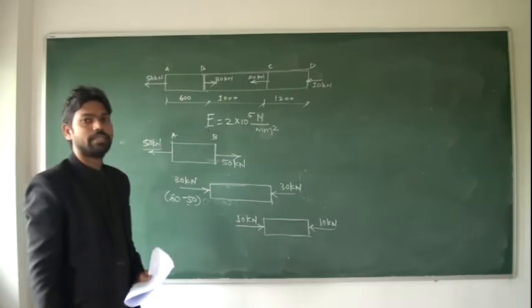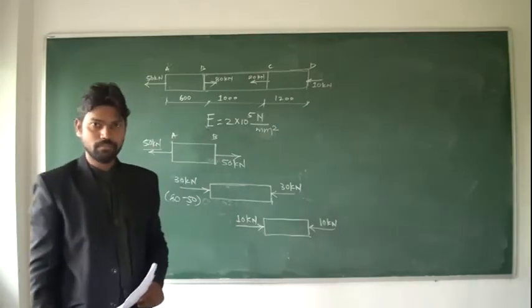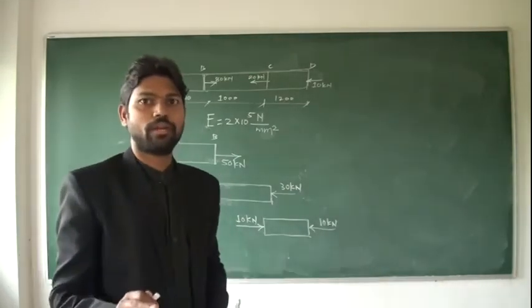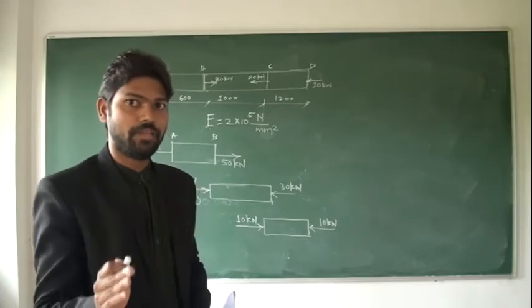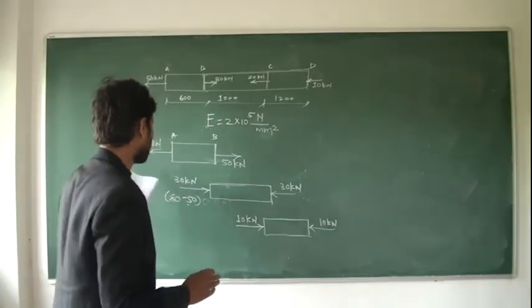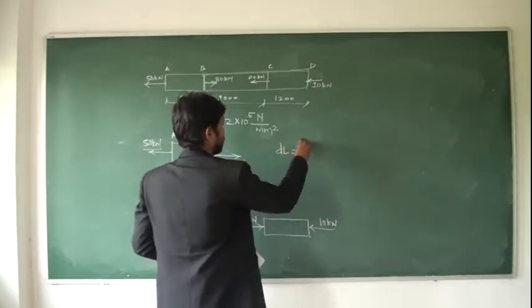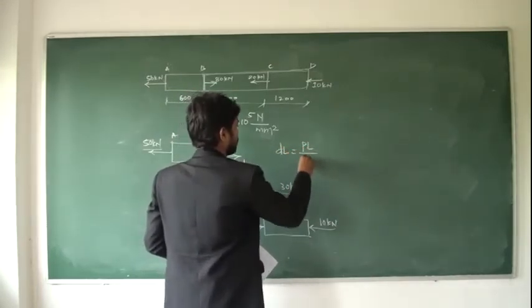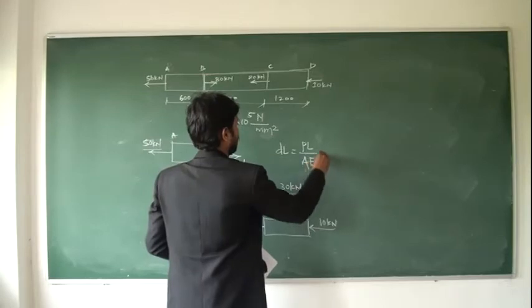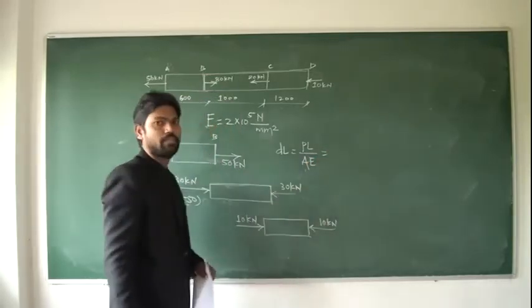Now we have to find out the decrease in length or change in length. For that we have to calculate the change in length in each particular part. We will start from AB. So what is the change in length in AB? What is our formula? The formula is PL upon AE.